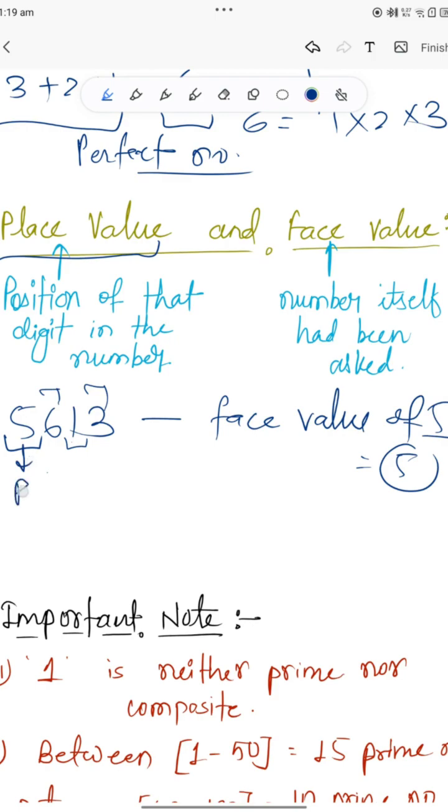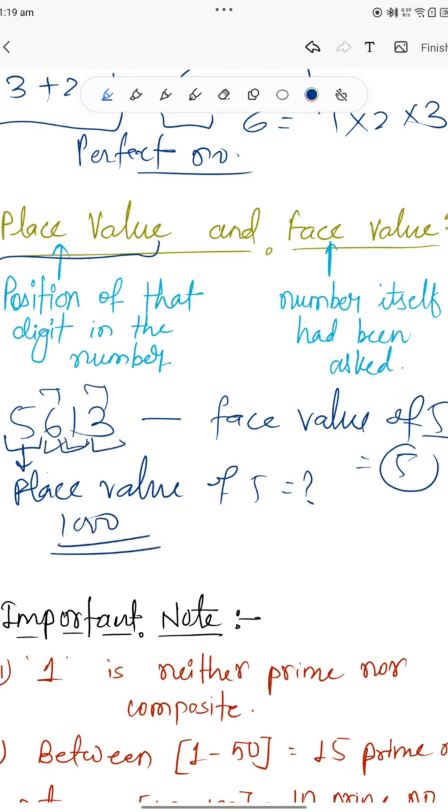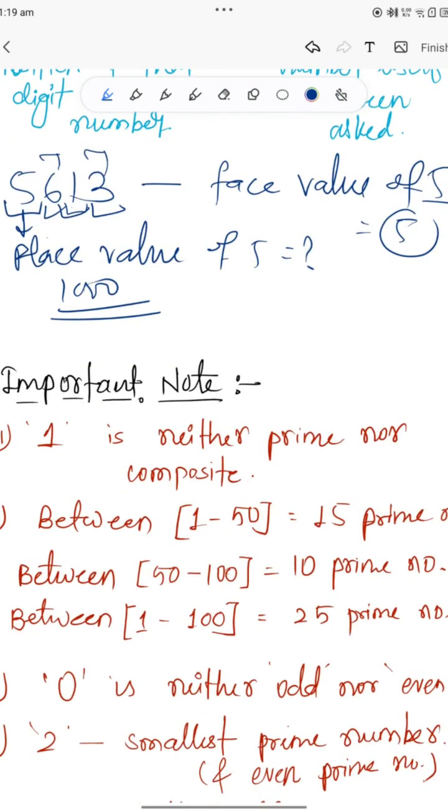Now what is the place value of 5? So place value of 5 will be what? We can know ones, tens, hundreds, thousands. The place value of 5 is 1000. So this is how you are going to figure out place value and face value.